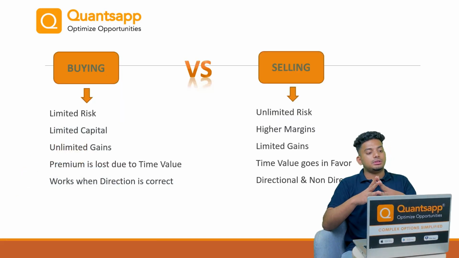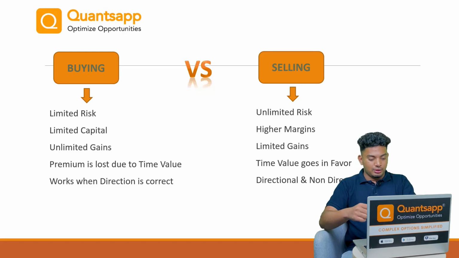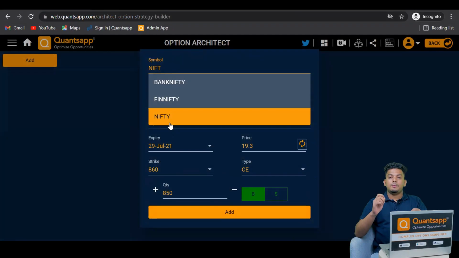Now talking about the buying versus selling of options. Let's try to understand it one by one. Buying of options involves limited risk, whereas selling of options involves unlimited risk. So now let's try to take a practical example of it and understand the limited risk and unlimited risk scenario in option buying and selling.